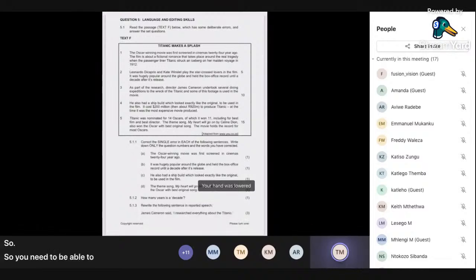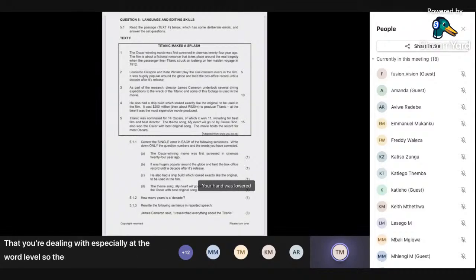So you need to be able to see whether the word winning is an adjective or it is a noun. So if the word winning is an adjective or a noun, then we have a compound noun or a compound adjective. So we are looking at the word winning. So the word winning is a noun. So in this case, the word Oscar-winning is a compound adjective. So you need to be able to know your parts of speech, ladies and gentlemen, in order for you to be able to decipher what exactly it is that you're dealing with, especially at the word level.